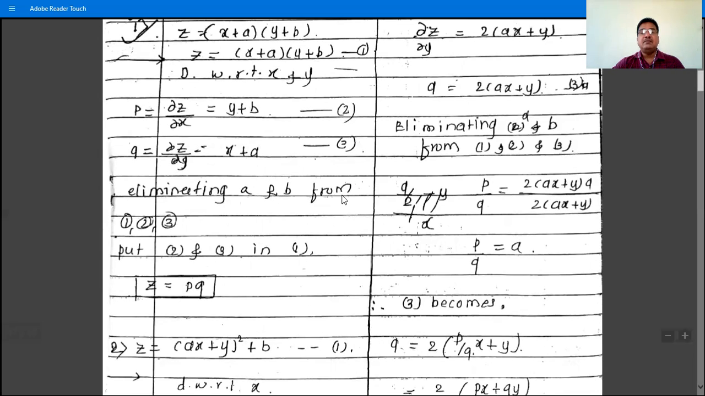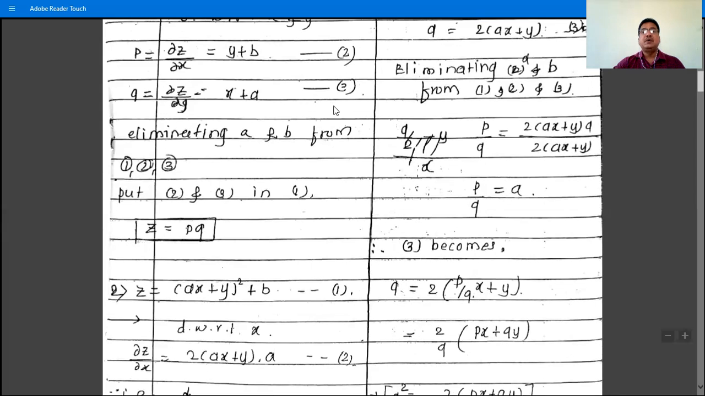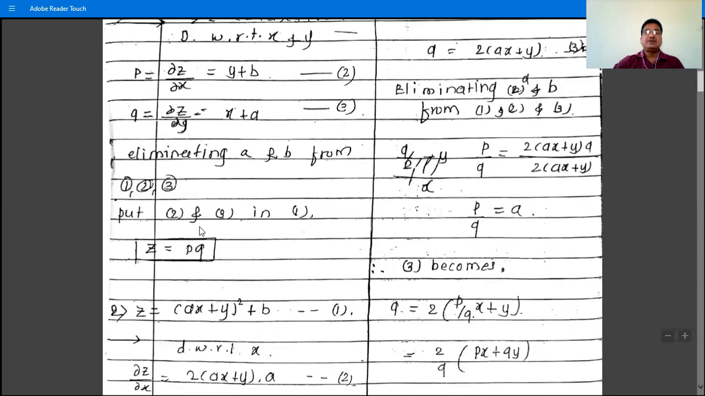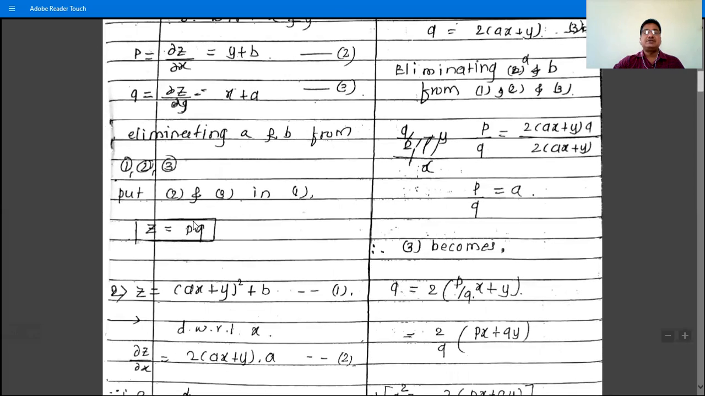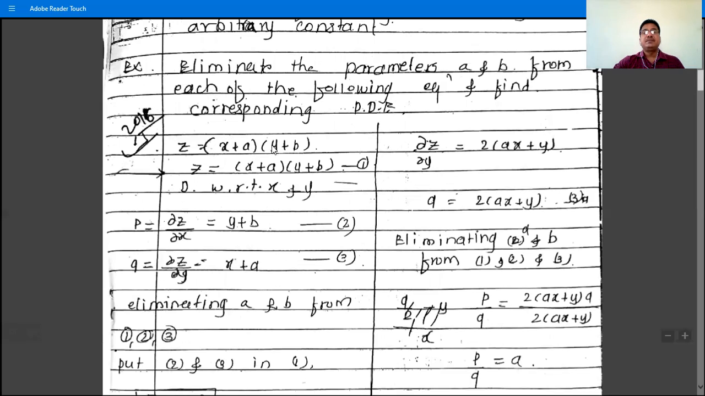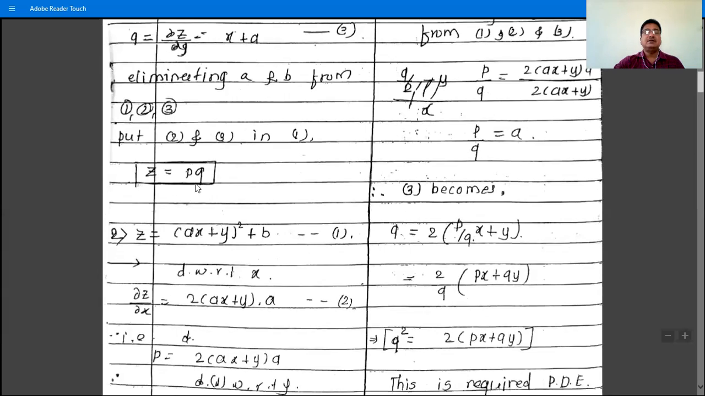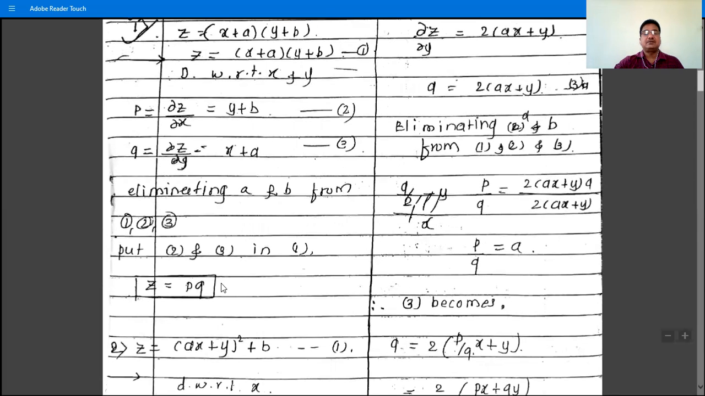So I have to eliminate a and b from equation numbers 1, 2 and 3. We have the value of x plus a as q and y plus b as p; substitute in equation number 1. So we have z is equal to pq, substituting 2 and 3 in equation 1. This is the corresponding partial differential equation whose solution is z is equal to (x plus a) into (y plus b).